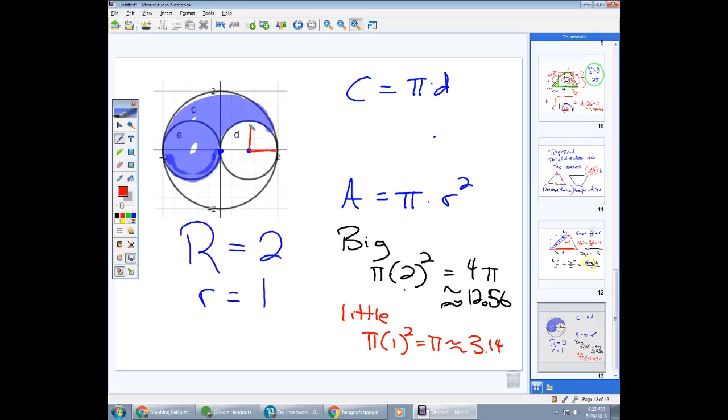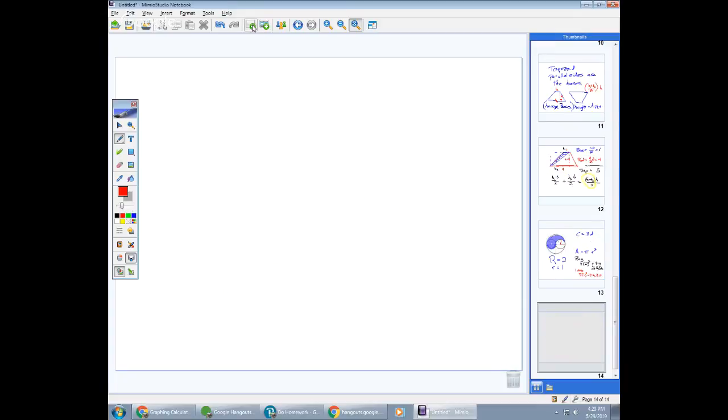It's easier to see with squares. We looked at this a while ago, right? Consider a 1 by 1 square. All of a sudden, you decide to make that square 2 by 2. How many times bigger is it? It's 4 times bigger, right?